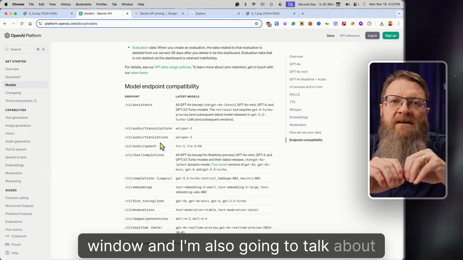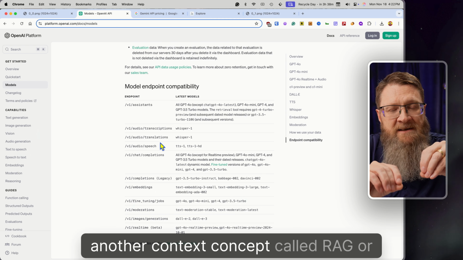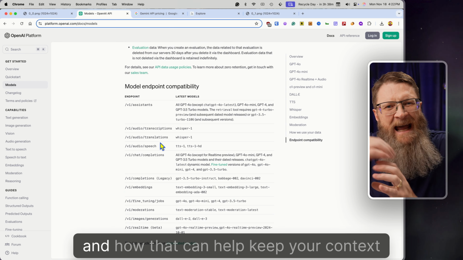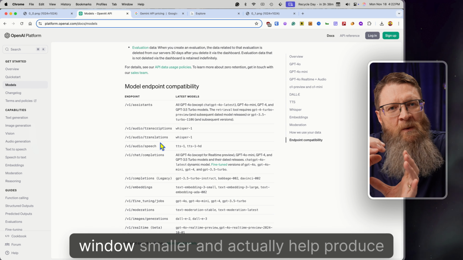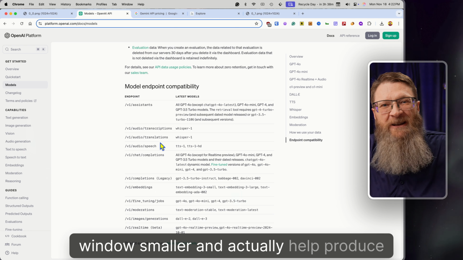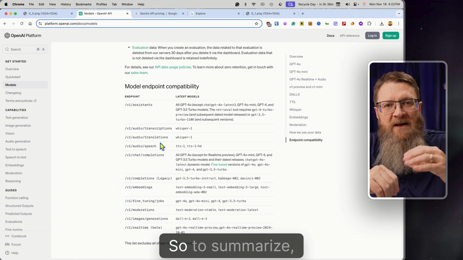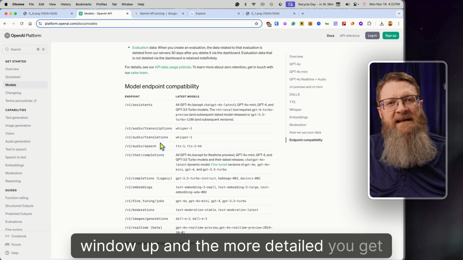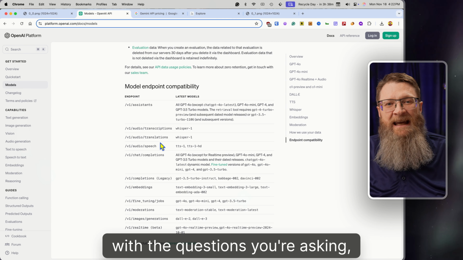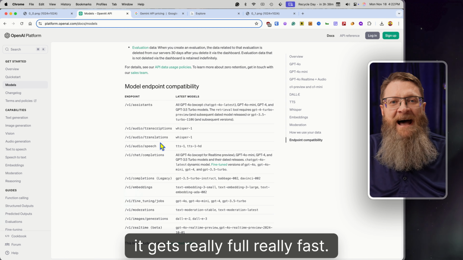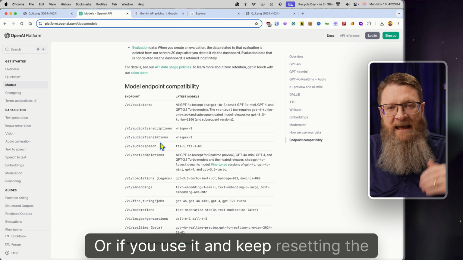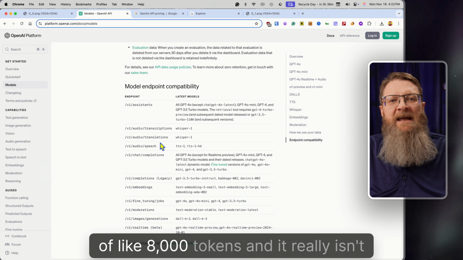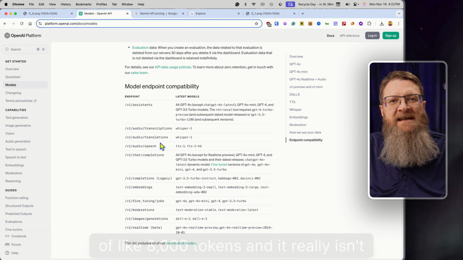Now, in the next section, I'm going to talk about this context window, and I'm also going to talk about another concept called RAG, or Retrieval Augmented Generation, and how that can help keep your context window smaller and actually help produce better results. So to summarize, remember, we're filling that context window up, and the more detailed you get with the questions you're asking, it gets really full really fast. Or if you keep resetting the chain every time, maybe you're down into a context window of like 8,000 tokens and it really isn't affecting you.